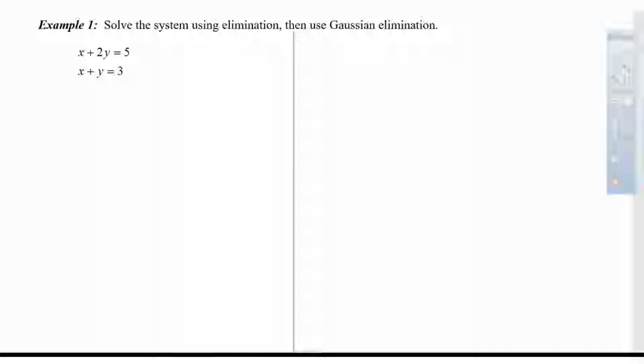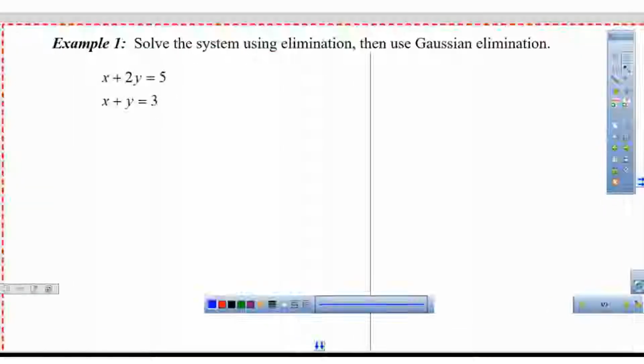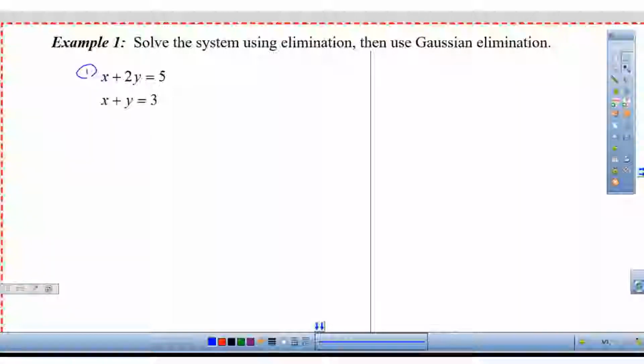Okay, so the first thing I want to do is solve this just using regular elimination, okay? So I'm going to call this equation 1 and equation 2. If I'm trying to solve this using elimination, if I added these equations together right now, I'd have 2x plus 3y equals 8, which doesn't do me any good because now I've got a third equation with 2 variables. But if I took a negative and distributed it across equation 1 or equation 2, then I'd have a negative x and a positive x, and those would go away.